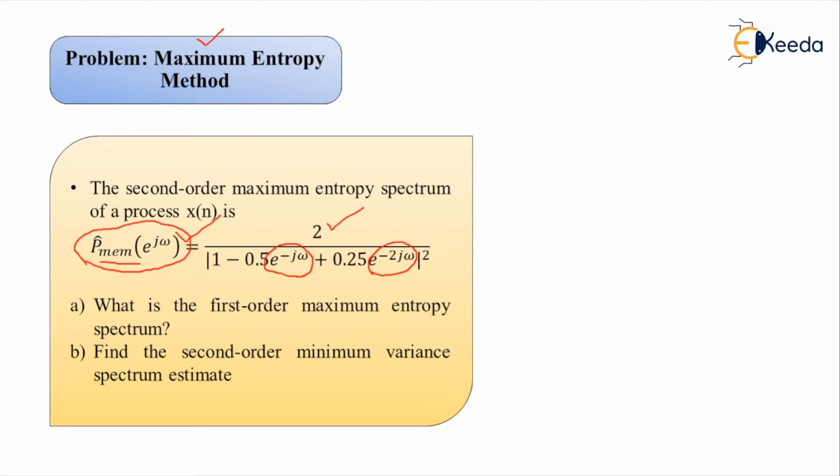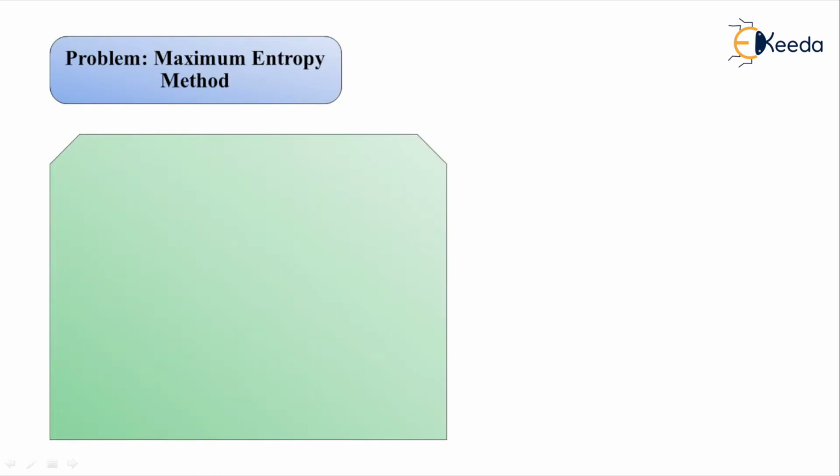Now let us concentrate on finding the solution to part A and part B here. In part A we have to determine the first order maximum entropy spectrum, whereas we have been provided the second order maximum entropy spectrum by this particular equation. As we have been provided this second order MEM spectrum representation for the input random process, in general we would consider x of n.